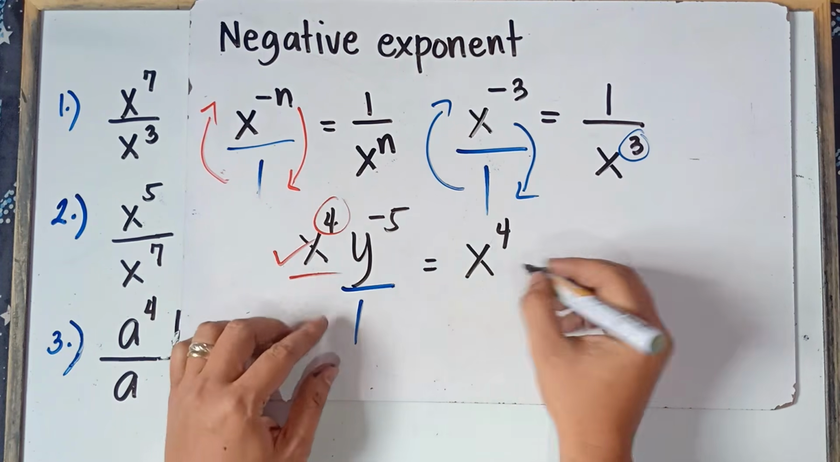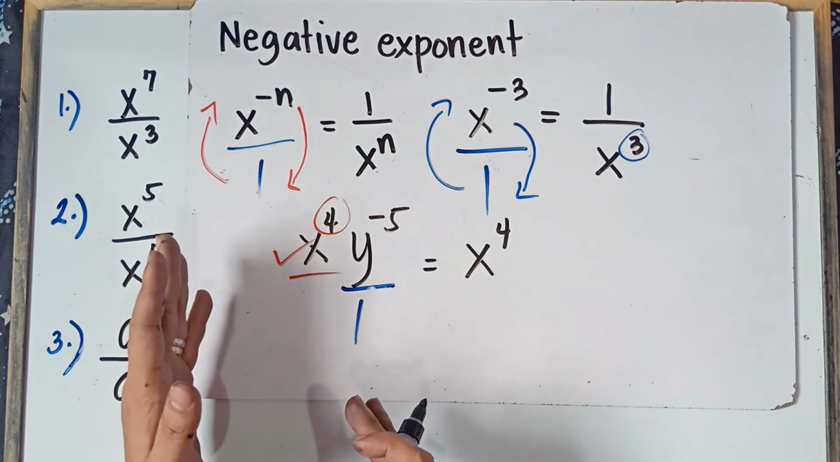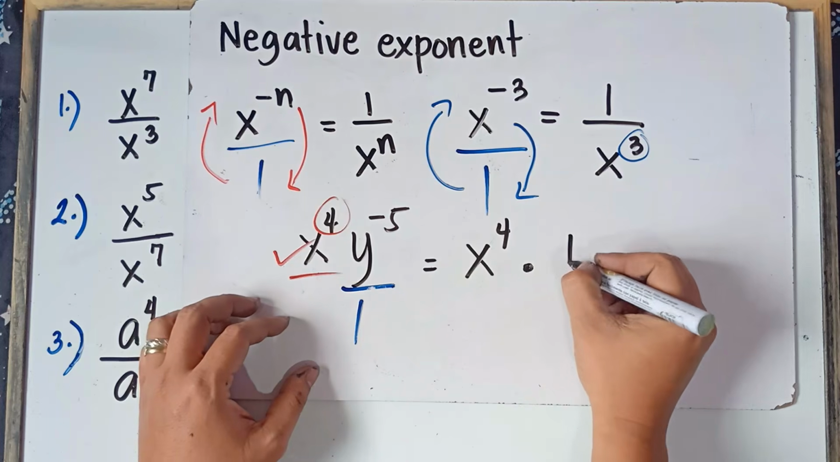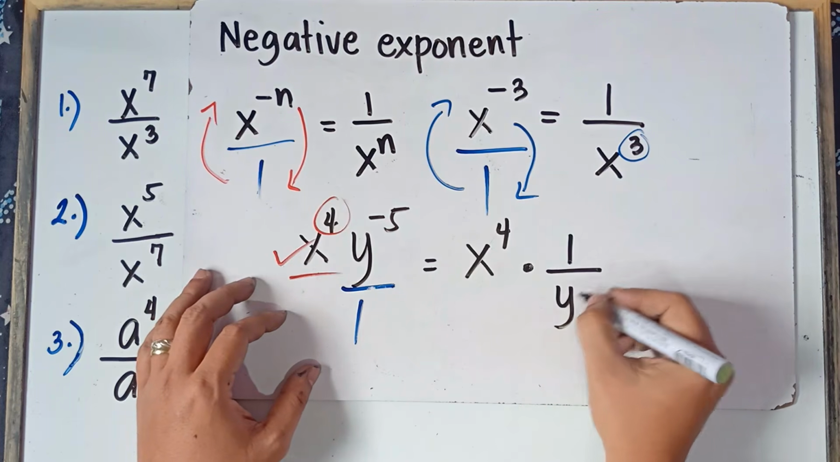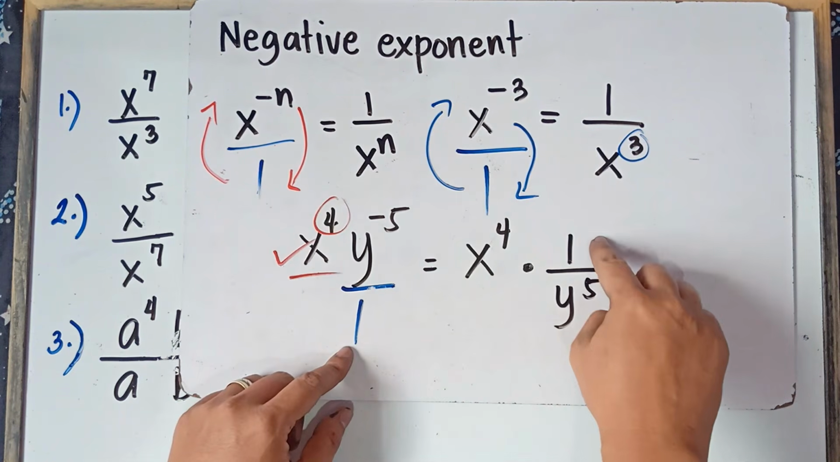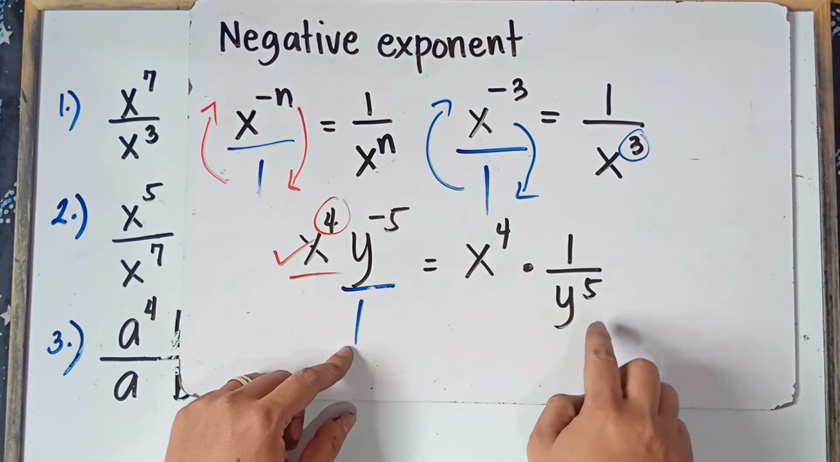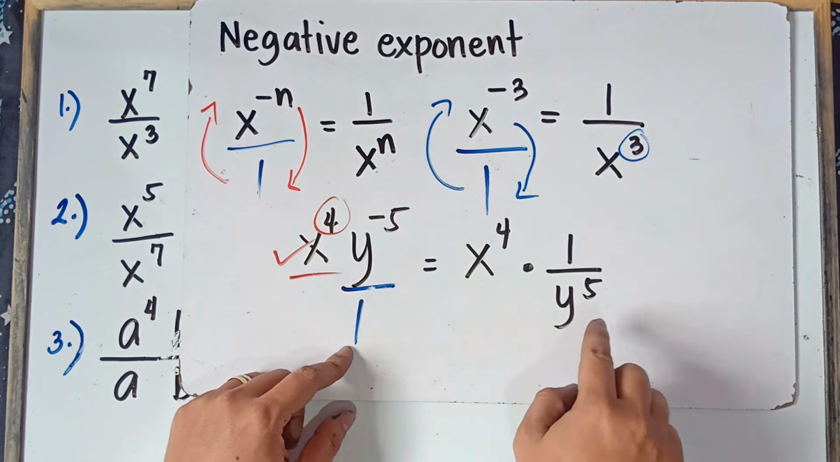Get the reciprocal. So this is multiplication. Once again, guys, if you have x and y, it means multiplication. So times 1 over y raised to the power of 5. Okay, once again, get the reciprocal. This one will be the numerator. And then this y raised to the power of 5, it will be on the denominator. This is negative. It will become positive.